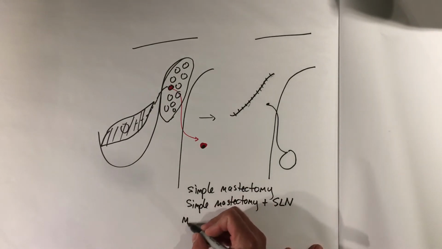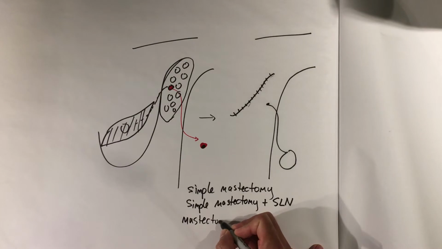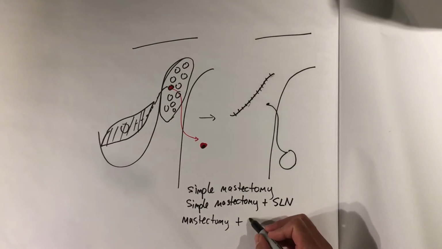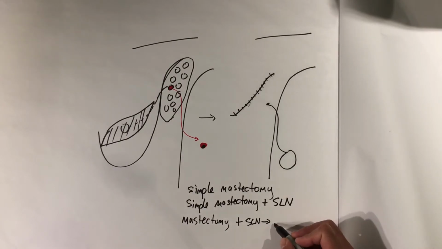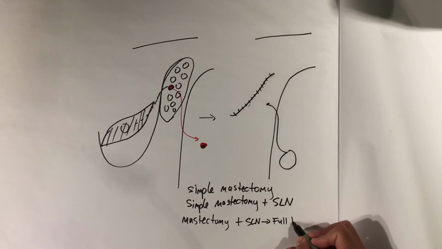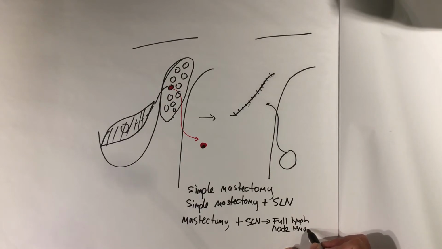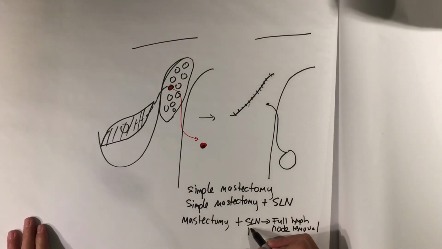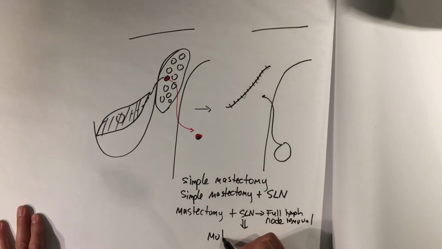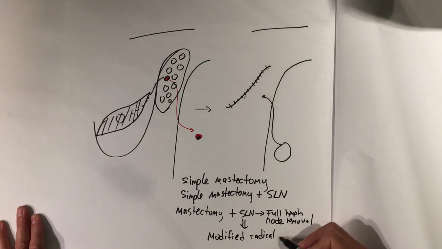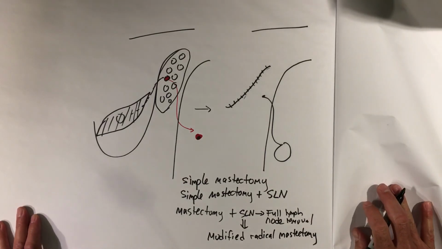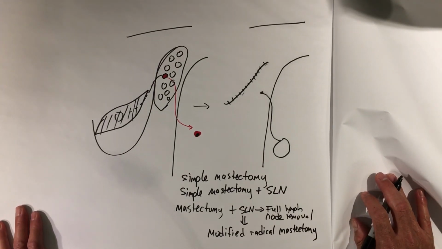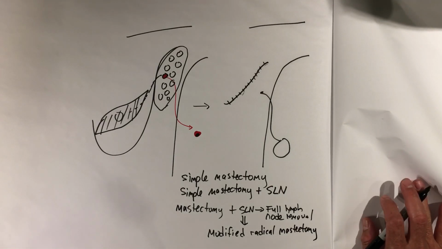Now, if you do a mastectomy plus a sentinel lymph node, and then it has cancer, and you do a full lymph node removal, this is given just a general term of modified radical mastectomy. So those are typically how we name the surgeries for mastectomy. Hope that helps.